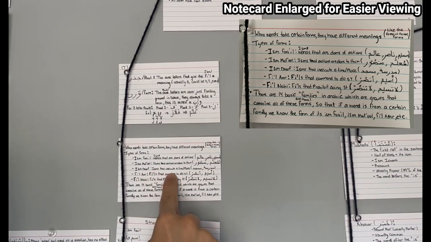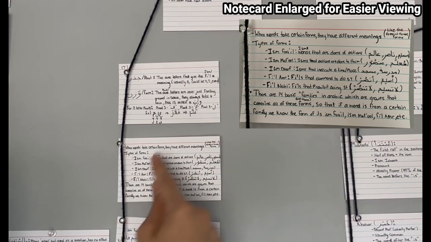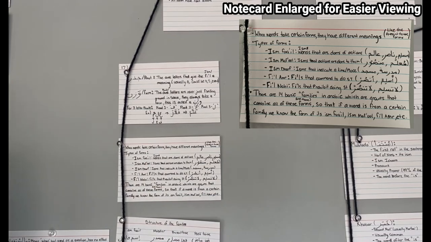You have ism zarf. These are isms that indicate time and place. Like masjid is a place of doing sajda. Madrasa is a place of teaching. Fi'l amr. Remember, sarf is not just about isms; it's about fi'l as well. Fi'l amr is a fi'l that is a command that commands you to do something. Fi'l nahi, a fi'l that prohibits you to do something.